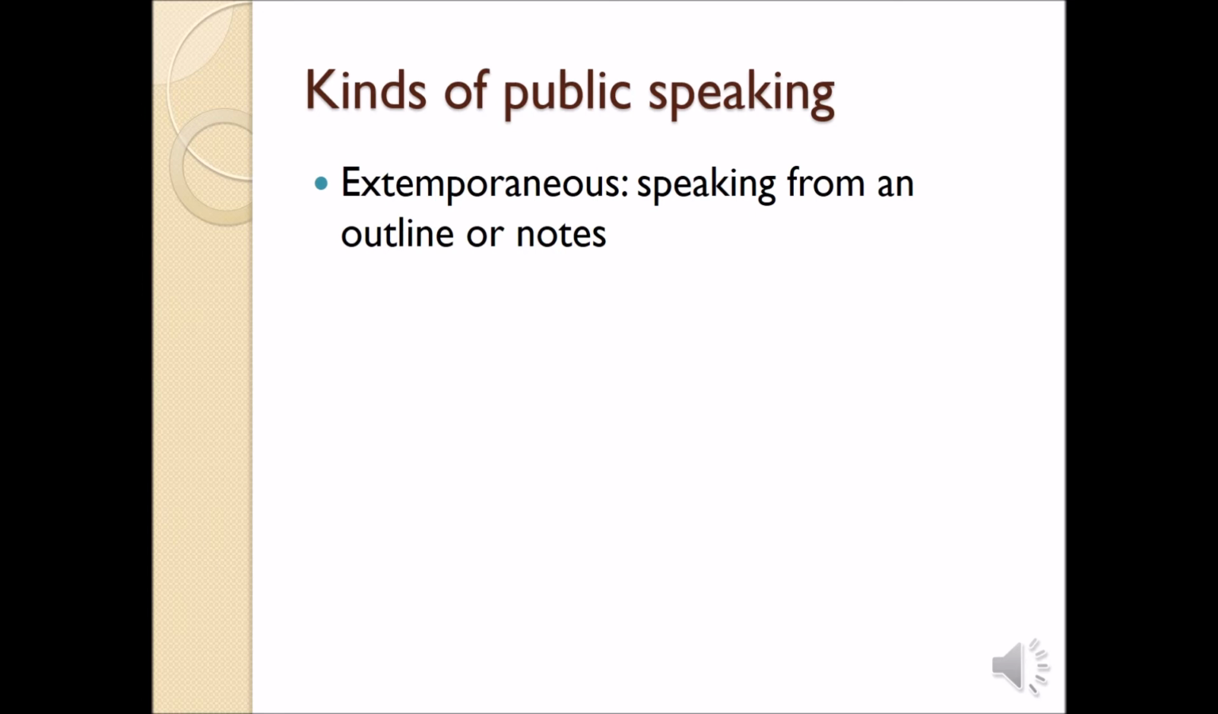The next kind of public speaking we'll look at is called extemporaneous, and this means speaking from an outline or notes. Now, if you've ever taken a public speaking class, this is probably the kind of speaking that you were taught there. You probably made an outline of your speech ahead of time, you rehearsed from your outline, and then when you went up front to give your speech, you had some note cards with some key words written on them, but you did not have your speech written out word for word. Extemporaneous speaking is the kind of speaking I'm doing right now.